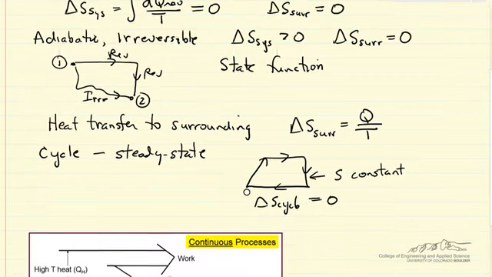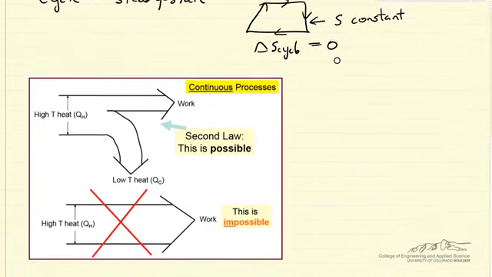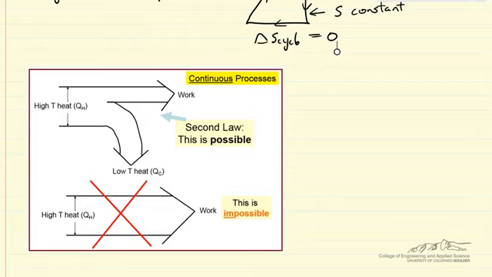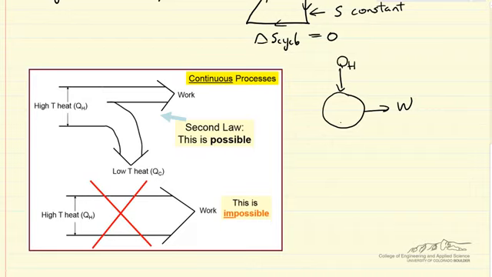So finally, let's look at an implication of the second law of thermodynamics. What this says is if we have a process, we're transferring heat from high temperature and we're getting work out, we also have to transfer heat to a low temperature. So, for example, high temperature, low temperature. And so, if we do this, the entropy change is positive for this process.